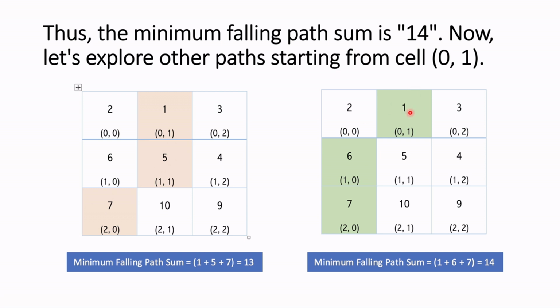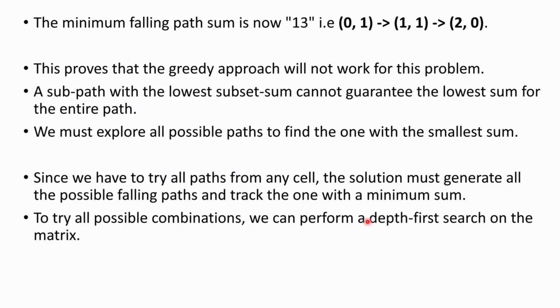Now if we consider this one, we are not going to 5 and 4, the straight down and the right down. We are going left diagonally. So from 1 and 6 we have 7, and next is 7, that is 14, that is also 14. Okay, so as you can see, the minimum falling path is now 13, going from 0, 1 to 1, 1, and then to 0.